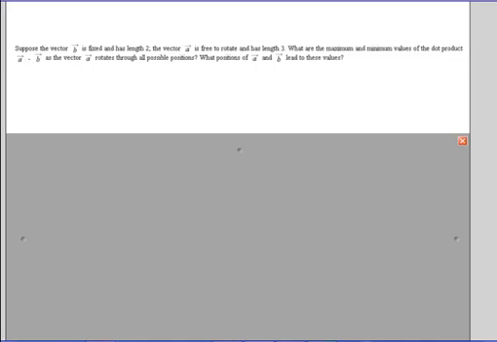Well, so we're looking at a dot b, and we know that that equals magnitude of a times magnitude of b times cos of theta. b is fixed, so let's put b like this, and it has a magnitude of 2.